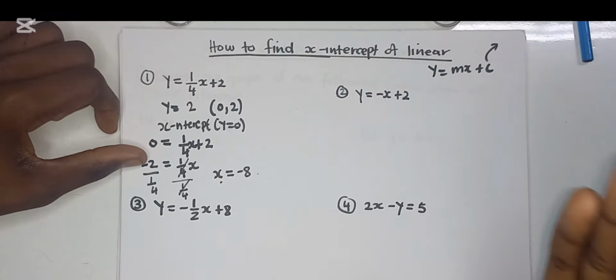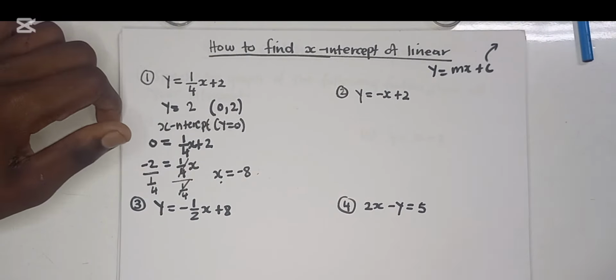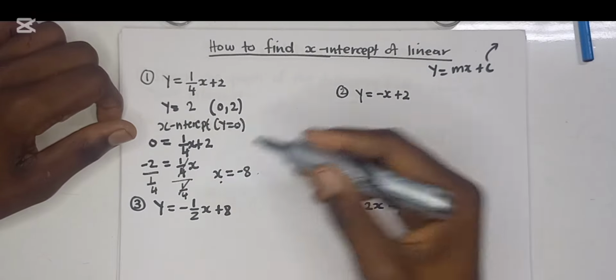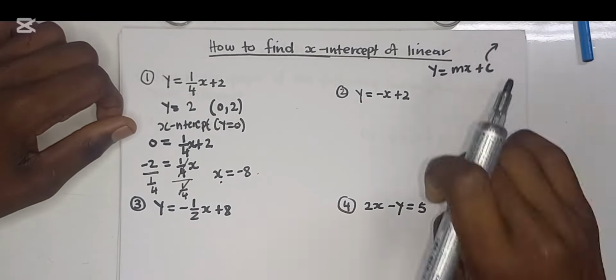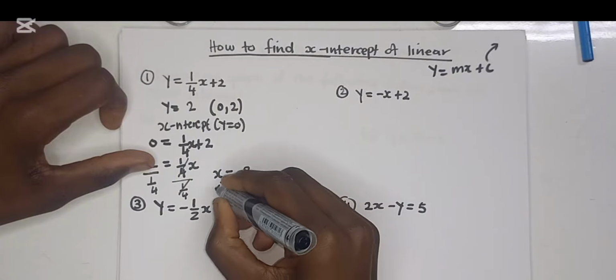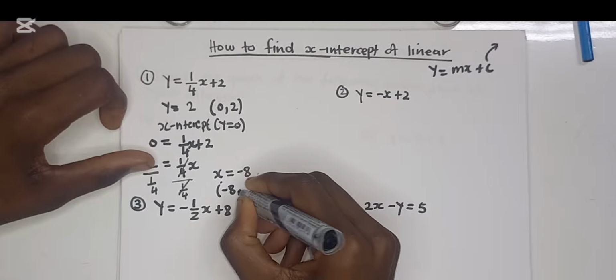So this is not the x-intercept. For the x-intercept, they need the coordinate. I saw a lot of my students, whenever they are asked to find the x-intercept, just find the x value and leave it like that. They want the coordinate. I want you to keep that in mind. So the coordinate is negative 8 and 0.